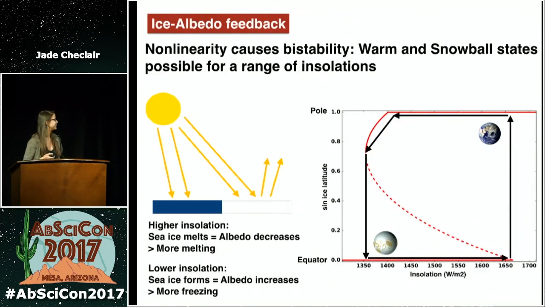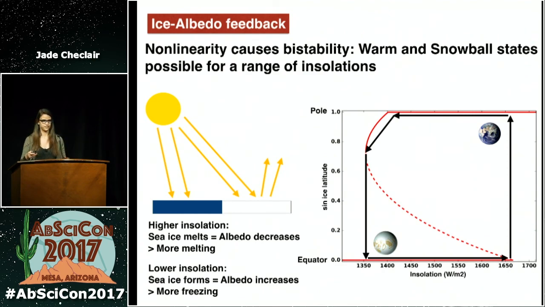Okay, now a major factor that can affect a planet's habitability is the ice albedo feedback. So here on the left, this very simple cartoon illustrates the effect. We know that the ocean absorbs much more solar radiation than ice, which is very reflective. So if we were to increase the insolation on the planet, we would have melting of sea ice, which will decrease the albedo and induce more melting. But if we were to lower the insolation, we would have some sea ice forming, which will increase the albedo and induce more freezing.